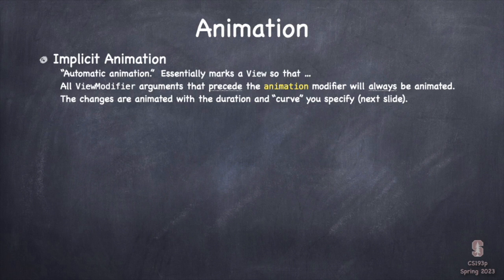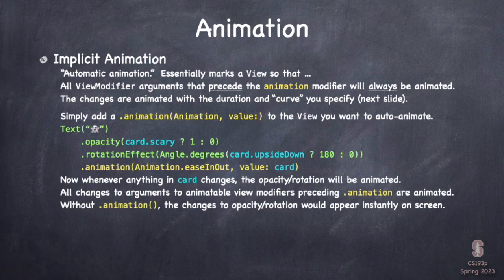If you remember that dot animation that we did, it had an argument, right? The first argument there, you see it says simply add dot animation. There's that animation argument. What is that? That's specifying the curve and duration of the animations.